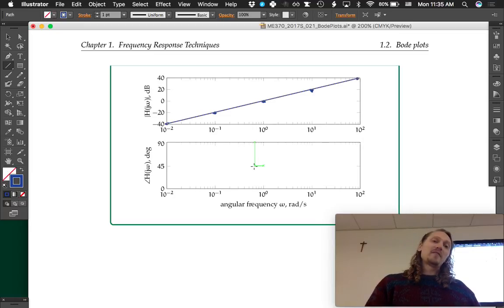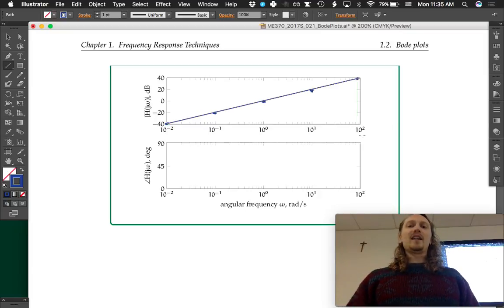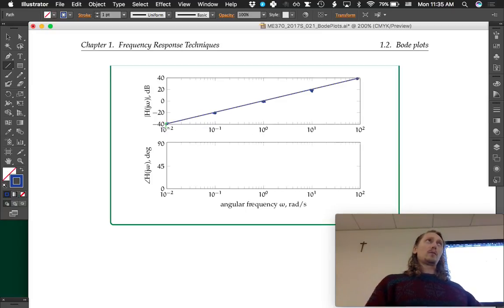So there's that. So then, what about the phase? The phase, we don't have to worry about any of this. First of all, omega is logarithmic, but there were no issues with that. But it is nice to recognize. This goes down to 0.01, and it goes up to 100, and that all fits on this scale here.